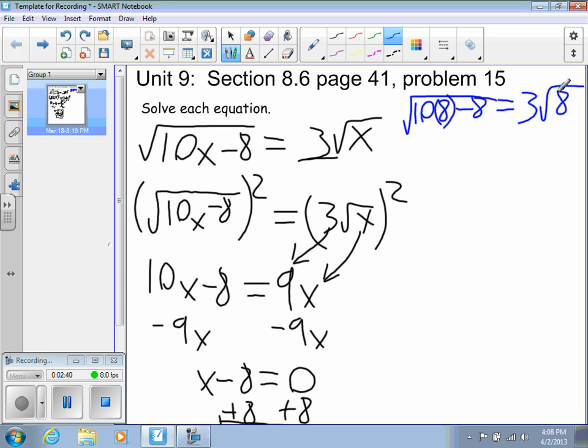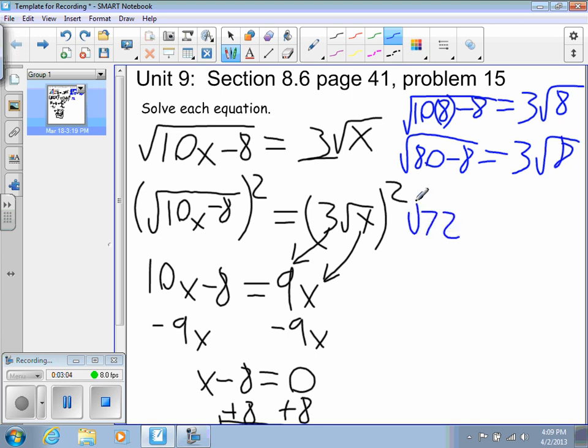So now when I work this out, what happens? I've got 80 minus 8, and the square root of that whole thing equals 3 times the square root of 8. So 80 minus 8 gives me 72. So I've got the square root of 72 equals 3 times the square root of 8. It looks like we have a couple of radicals here that we're going to have to simplify. So let's go ahead and take a look at this.